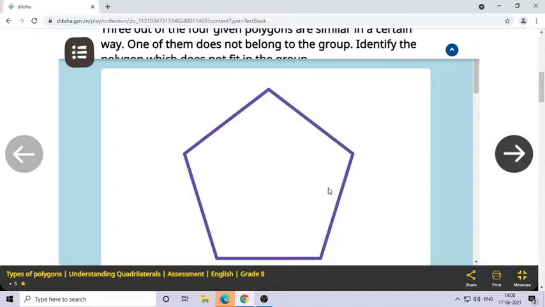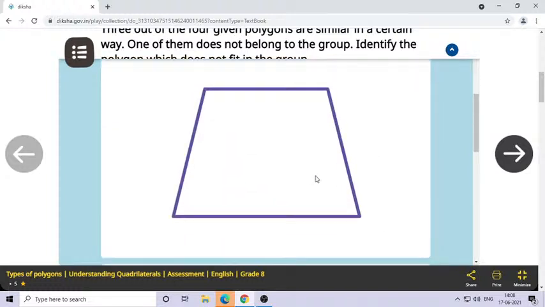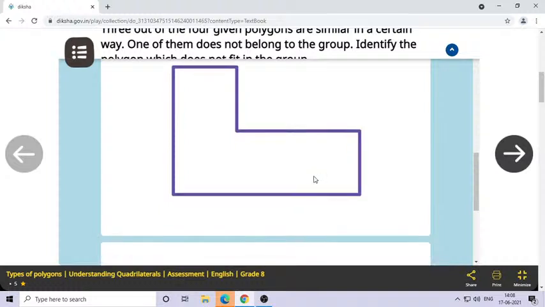No need to write it in the notebook. See, A is nothing but a pentagon, the second one is a trapezium, and the third is some irregular figure. See here, the answer for this question is C, or this figure. Why is this figure different from all other figures? I told the answer, this figure is totally different from all other figures. Write in the comment section why it is totally different.